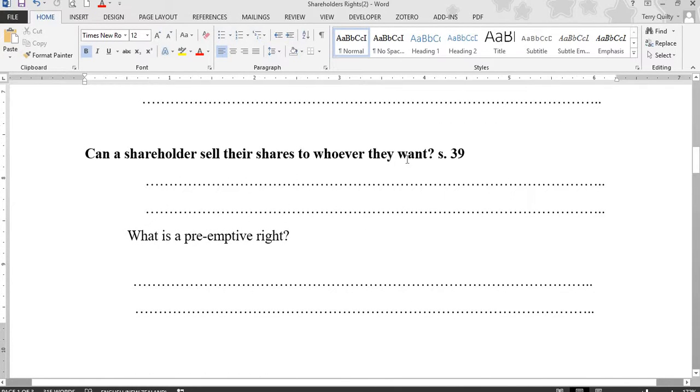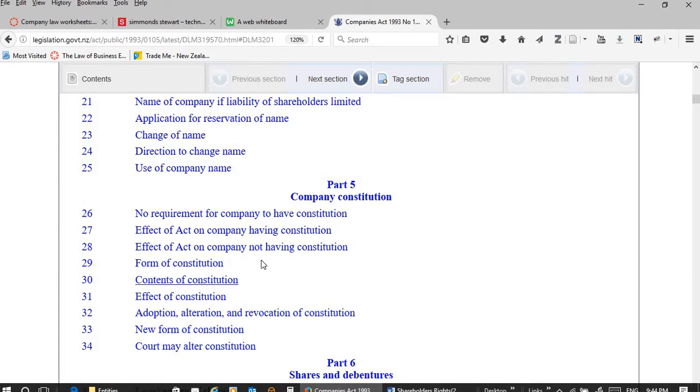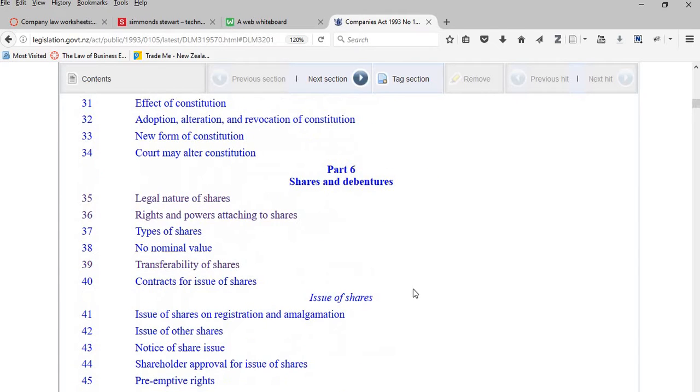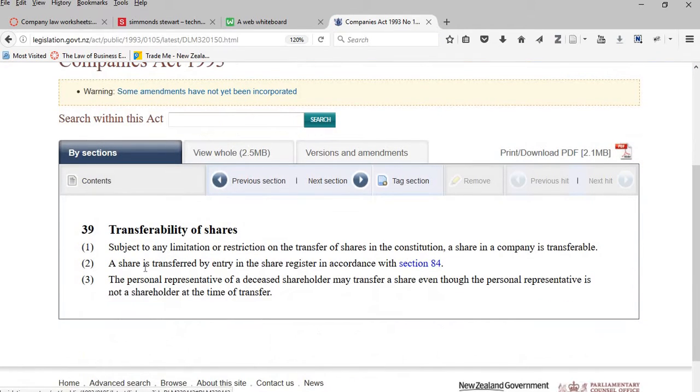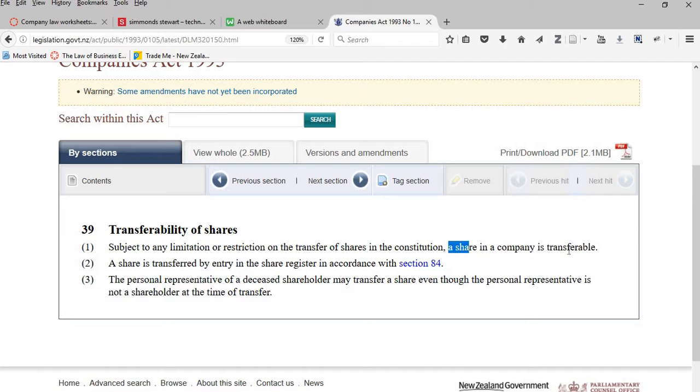Can shareholders sell to whoever they want? So if I have 25% of the shares in a company, can I sell them? Well, the answer is yes. If someone's prepared to buy them, then I can sell them. Who can I sell them to is the question. So Section 39 says, subject to any limitation or restriction in the Constitution. So there's a big hint to think about, shall I change this rule? A share is transferable. So that is our default position, that as a shareholder, I can sell them, and I can sell them to anyone I want.